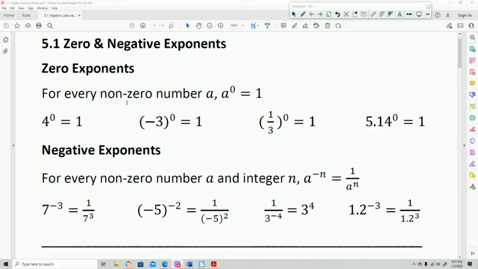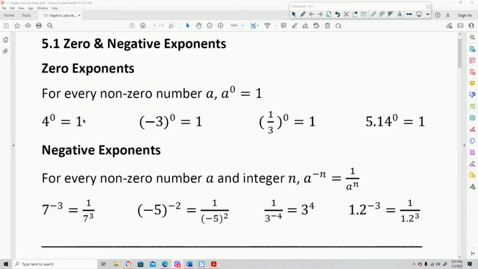For every non-zero number a, a raised to the 0 power equals 1. Now that may not make a whole lot of sense to you, that something raised to a power of 0 equals 1, but basically, when you raise something to the 0 power, you have a number divided by itself. And anytime you divide a number by itself, it equals 1. So that's what you have to think of when you see something to the 0 power. It's basically a number divided by itself.